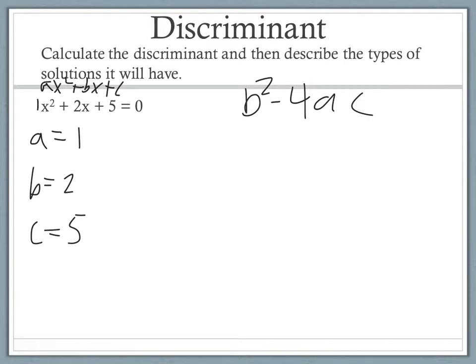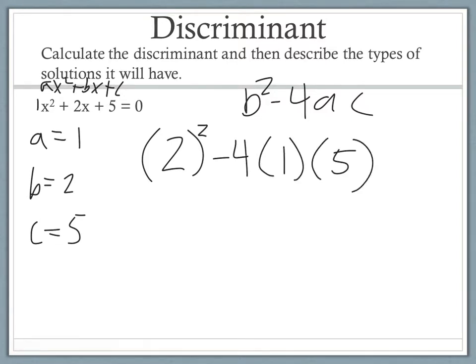So I'm going to have 2 squared minus 4 times 1 times 5. I just plugged my b, a, and c in. I'm just going to plug this in exactly how I see it in the calculator. You can even do this if you want, and then we'll plug that into the calculator.